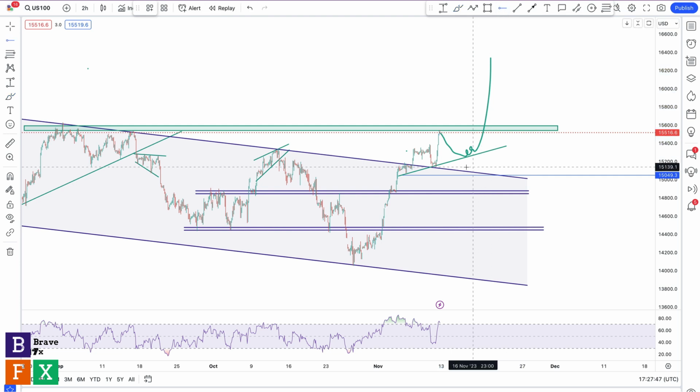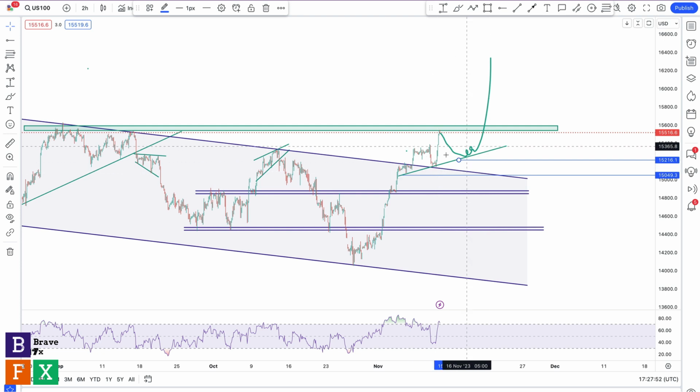So stop loss would be below the retest. It could be at this price level, it could be at this price level, wherever it touches the trend line. So your stop loss is going to be below the bounce off of the trend line. So this green trend line, I'm going to zoom in a little.